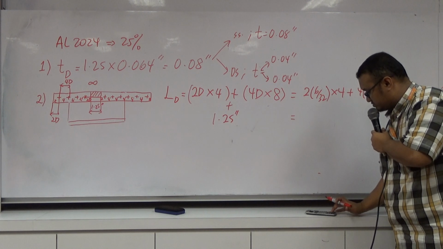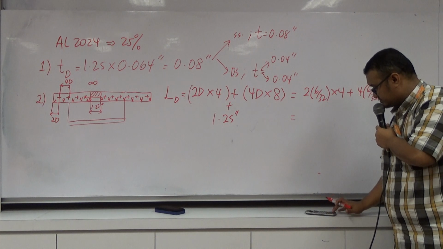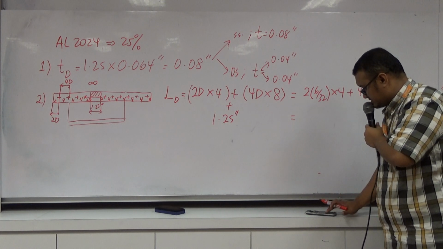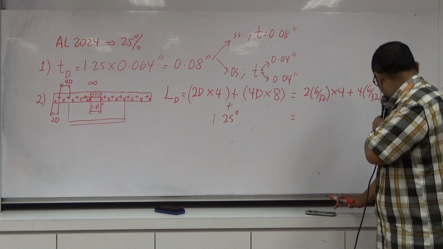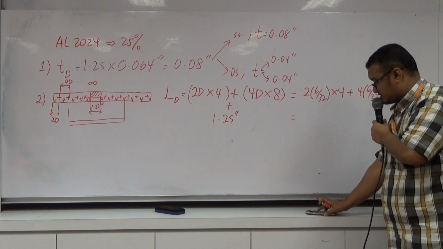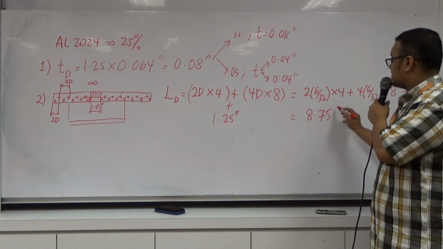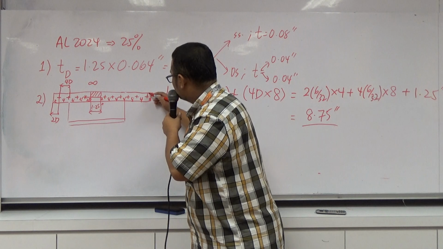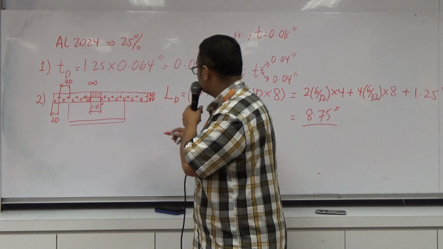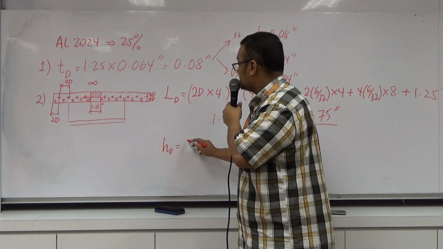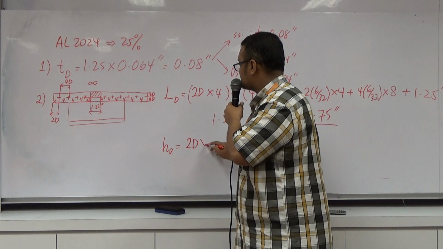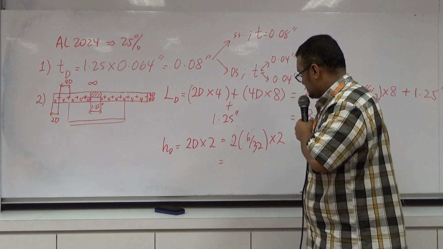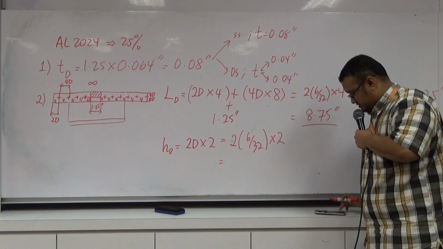2 times 6 over 32 times 4 plus 4 times 6 over 32 times 8 plus 1.25, which is 8.75 inches. So that's the length of our doubler. Okay, what about the height? 2D and single row, 2D. So the height of the doubler is 2D times 2. 2 times 6 over 32 times 2. 4 times 6 over 32.